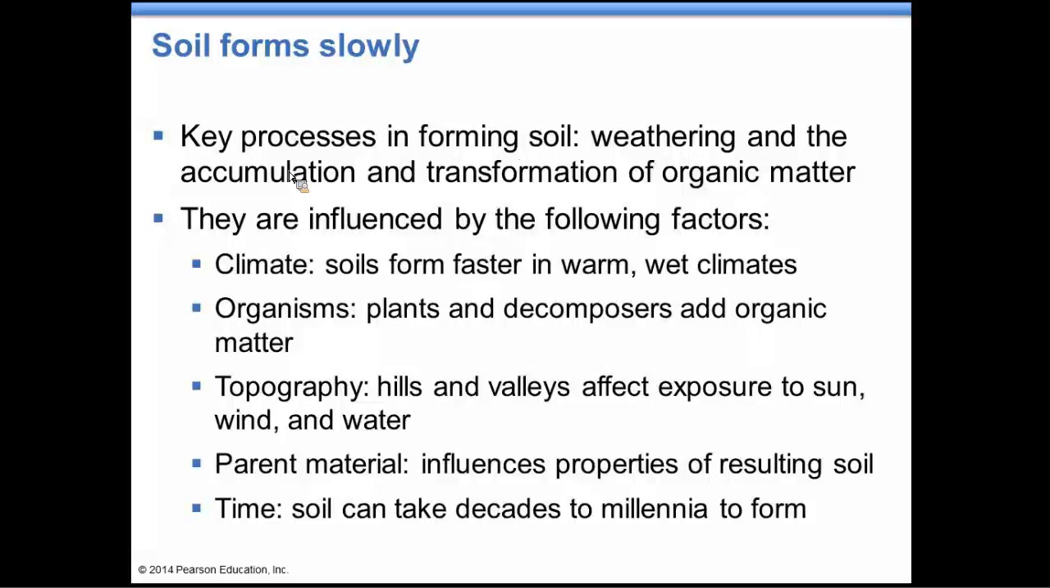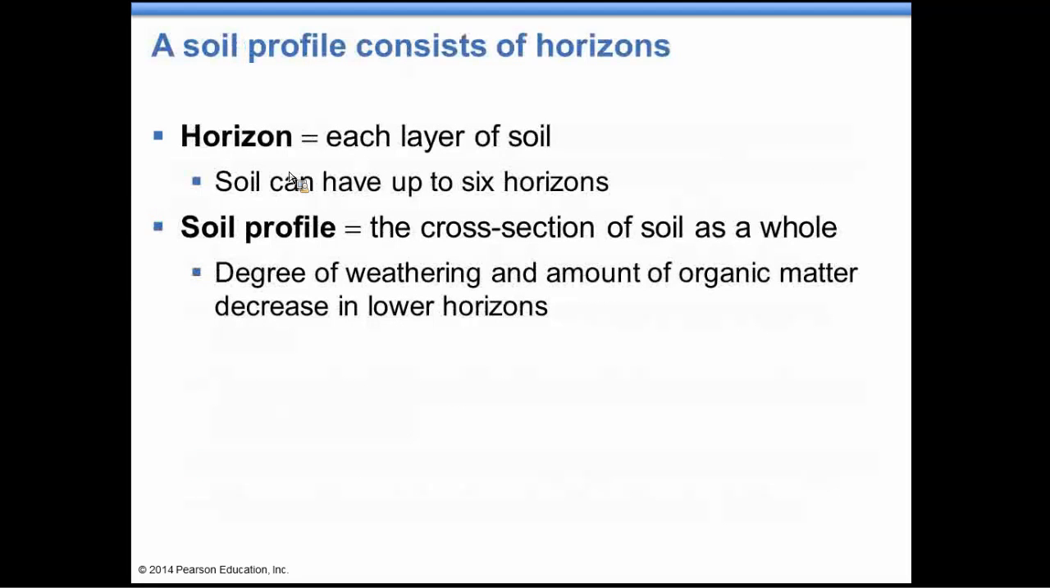Because forming just 1 inch of soil can easily require hundreds or thousands of years, we would be very wise to conserve the soil we have and start on maybe producing a bit more now. So just a couple definitions. A soil profile consists of horizons, and each layer of soil is known as a horizon, and the cross-section as a whole from surface to bedrock is known as a soil profile.